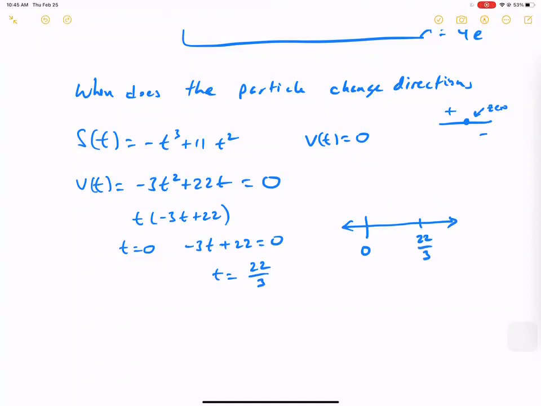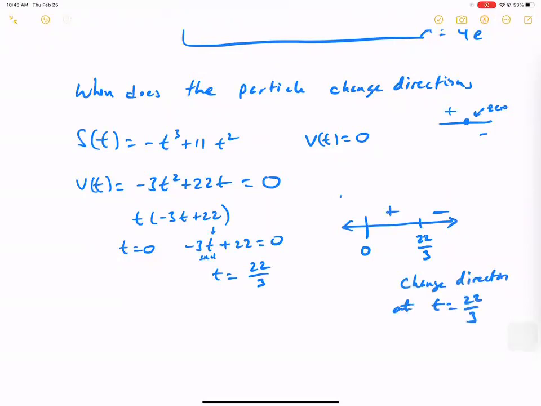Now, you don't have to do any math really. Looking here, if the number was really big, bigger than 22 over 3, wouldn't this be more negative? So we know it's going to be negative on the right. If this was a little bit smaller, well, then 22 would be bigger. So we know it would be positive on the left. So do we have a change of signs at 22 over 3? Yeah, we do. So we do change directions at t is equal to 22 over 3.